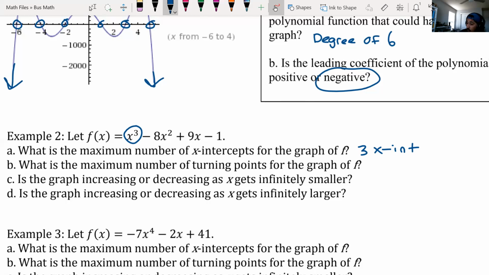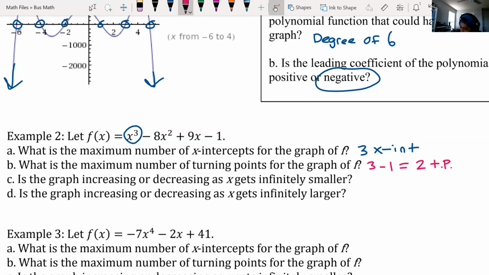Now B, what is the maximum number of turning points for the graph? Well, the turning points formula is you take your highest degree and subtract 1. So this means we would have 3 minus 1. So we would have 2 turning points.